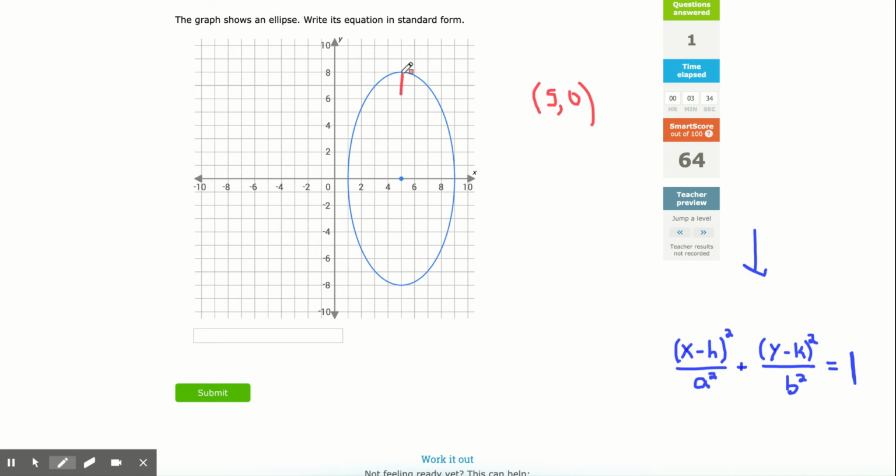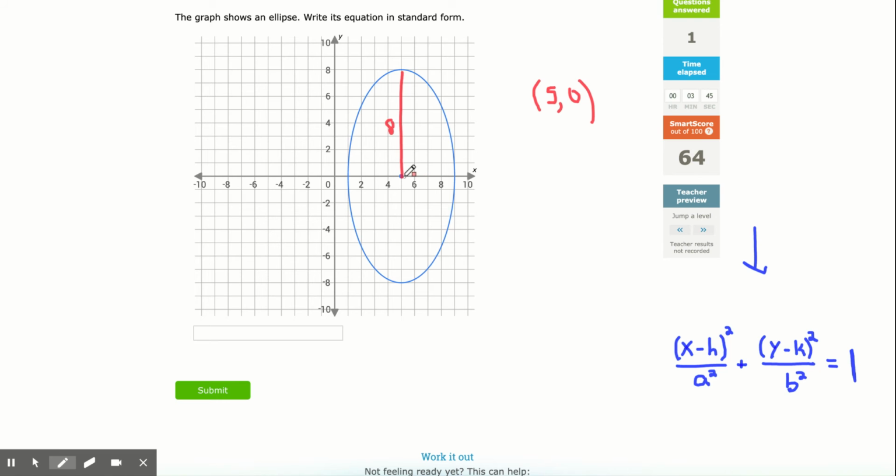And the a value now is going to go under y because the a value's vertical, which is a total of 8 units, or half the major axis is 8. Half the minor axis is 4. So a is 8, b is 4, and I actually have these two values swapped because a is underneath the y because it's longer vertically than it is horizontally.